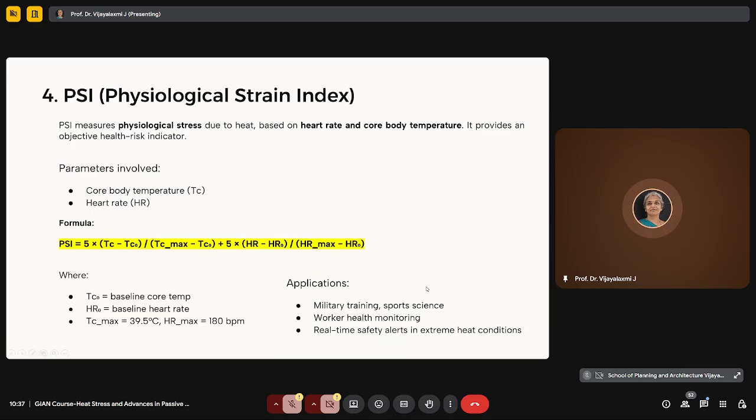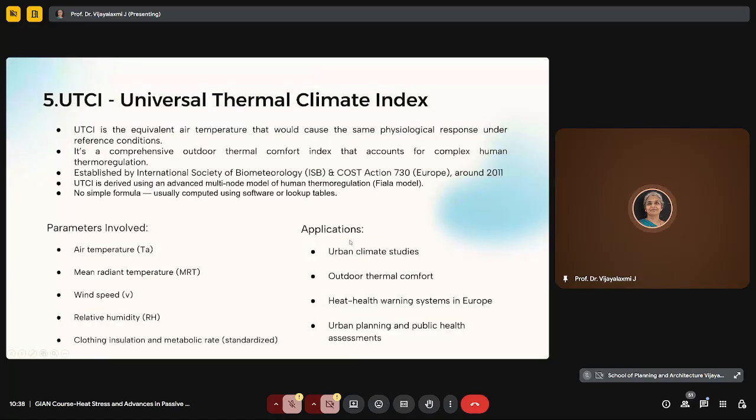The third predominant one is the PSI, physiological strain index, which measures the physiological stress because of heat, which is based on heart rate and core body temperature. And therefore, this is used more for worker health and military training. For these purposes, this is used. So I won't go into the depth of it, unless you are interested in following any of this.